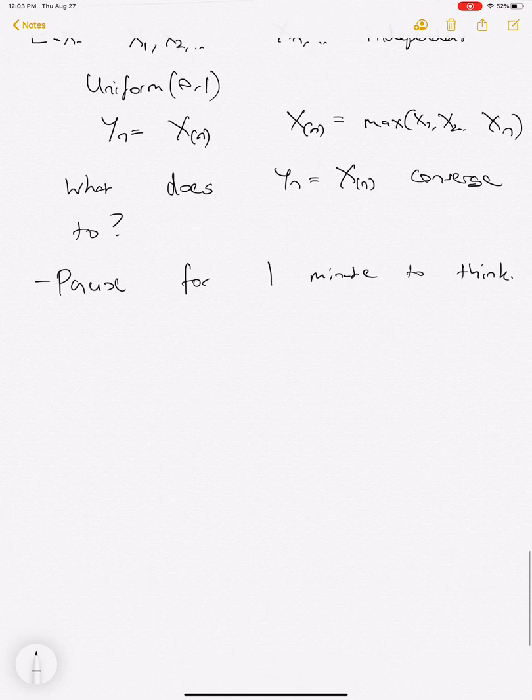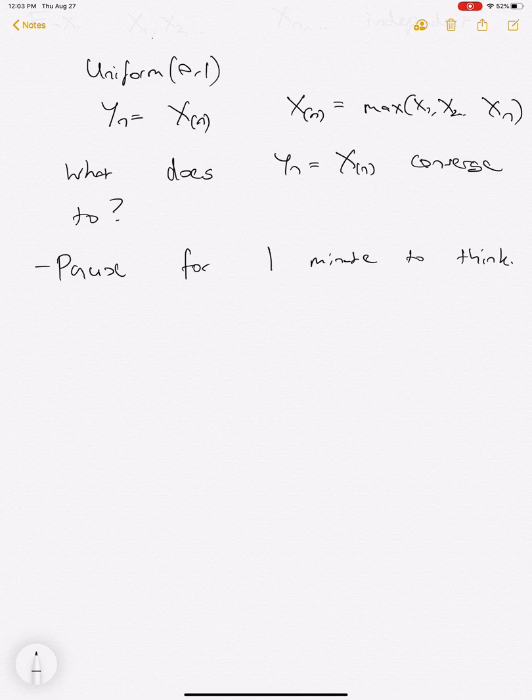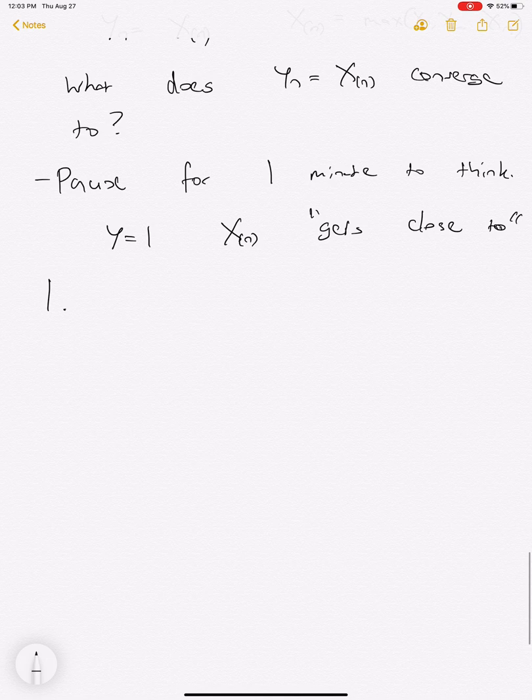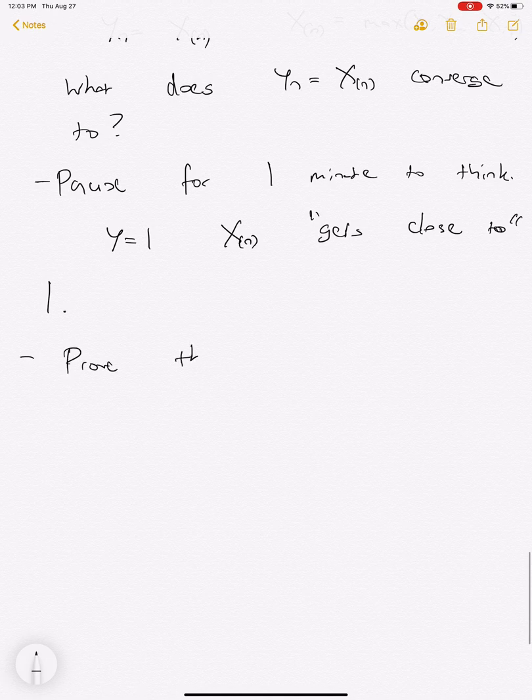Okay, so hopefully if you've paused and then restarted, you can see that you might expect that Xn gets close to 1, because as you're drawing from this uniform 0, 1, you're expecting that the maximum is going to get bigger and bigger and closer to that endpoint of 1. And so the question is, we want to prove that X of n converges in probability to 1.